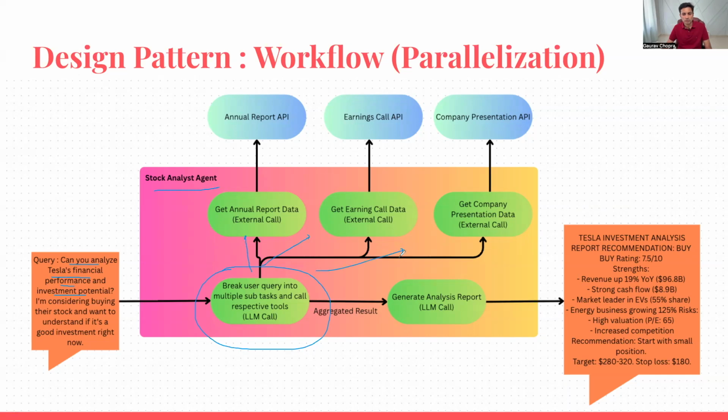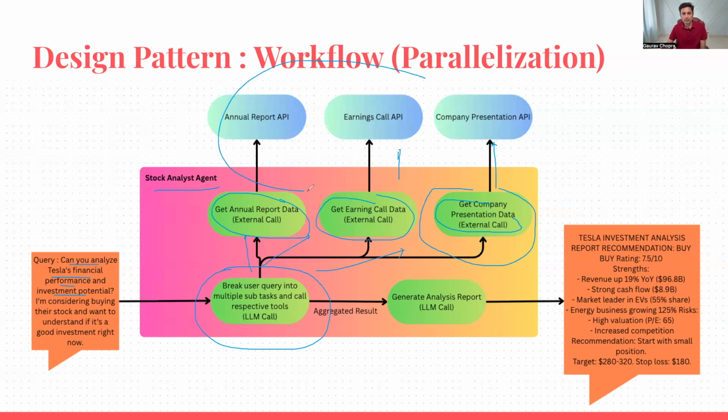1, 2, 3. So all requests will be generated in parallel, and one request will get annual report data, another one will get earnings call data, and a third one will get the company's presentation, which companies actually prepare for investors. All these are acting as tools, and they will make calls to external systems, because this is not in the scope of the agent application. This data is not within the agent application, it is outside. So these will make calls to APIs. Let's say some APIs are hosted, or someone is exposing this data in the form of APIs. So that's what we are going to call.